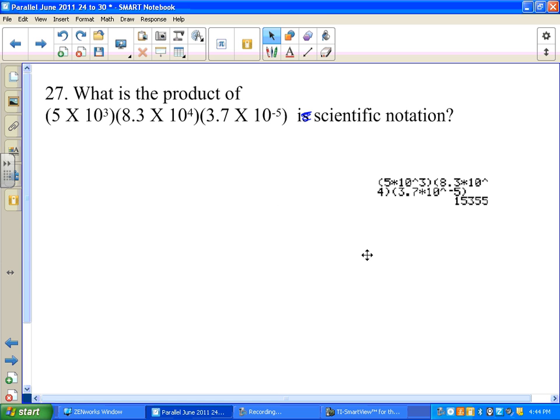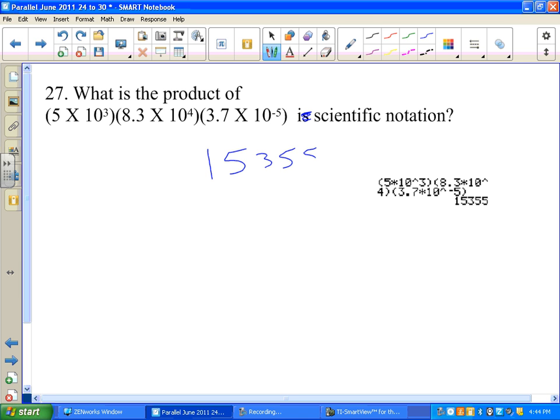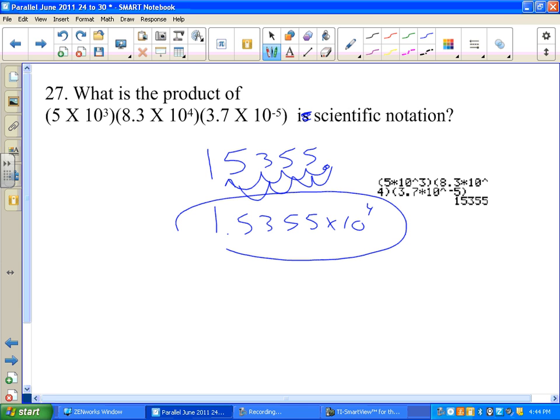9 times out of 10, this will be one of the choices, 15,355. But it says give the answer in scientific notation. The decimal is right there. Once, twice, 3, 4 times. 1.5355 times 10 to the how many? Fourth. Once, twice, 3 times, 4 times.